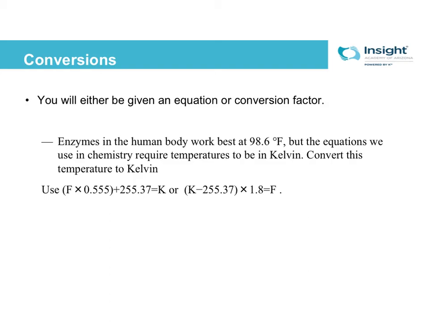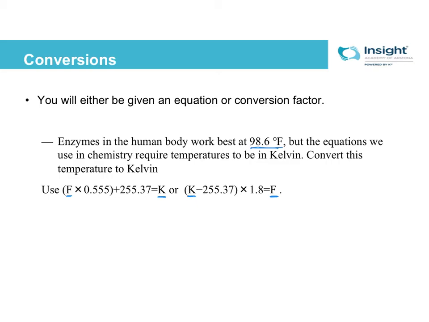All right, other types of conversions you may have involve an equation. This is often the case with temperature conversions. Here we've got: enzymes in the human body work best at 98.6 degrees Fahrenheit. So here's a Fahrenheit temperature that we are given. But the equations we use in chemistry require temperatures to be in Kelvin. Convert this temperature to Kelvin. These equations have a variable in there for your temperatures. So you would plug Kelvin in for K or Celsius in for F.